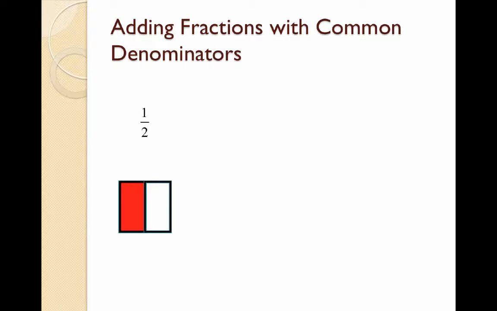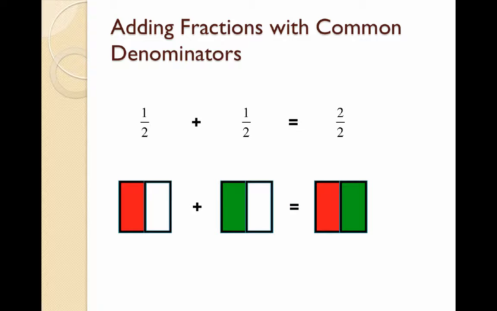Let's say I have 1/2 and I want to add on another half. In total, I'm going to have 2 halves, or we might say 1 whole, because a half and a half gives us a whole. You might notice that at 2 halves, at 2 over 2, we have added the numerators, the 1 plus 1, to get 2. And we've kept the denominators the same. The 2 from the half and the 2 from the other half stays the same in the answer.